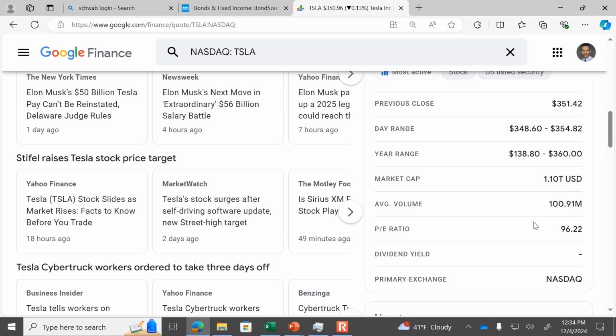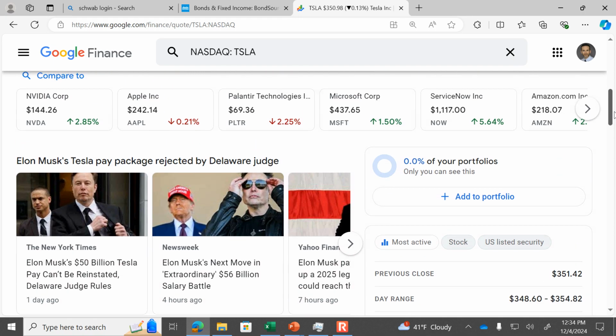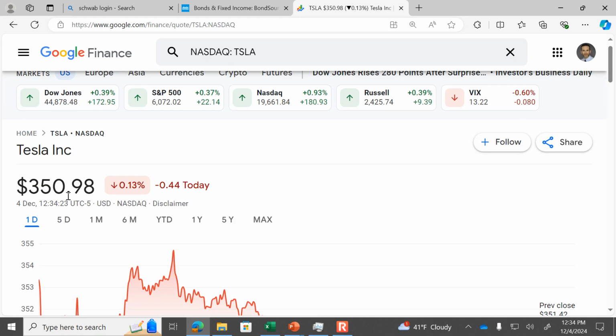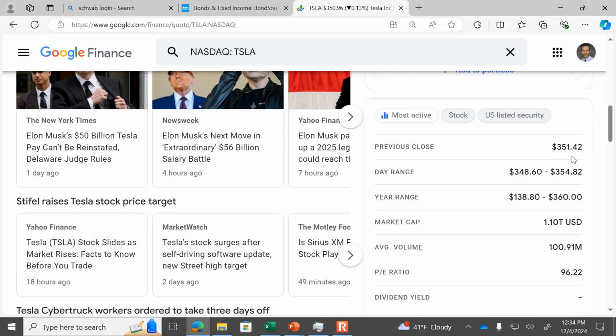Their P/E ratio is just huge. No dividends because they're not actually profitable, or if they are, they're just getting by. Not enough to start giving people dividends. So people are paying $96 to buy a share of Tesla for every dollar of earnings. So the actual share price itself is $3.50. But what that means is that they must have about $3.50 of earnings per share to make the P/E ratio close to 100.